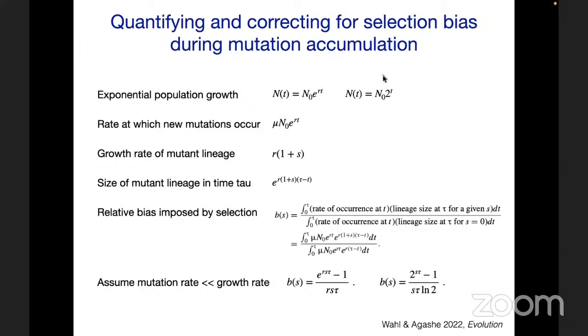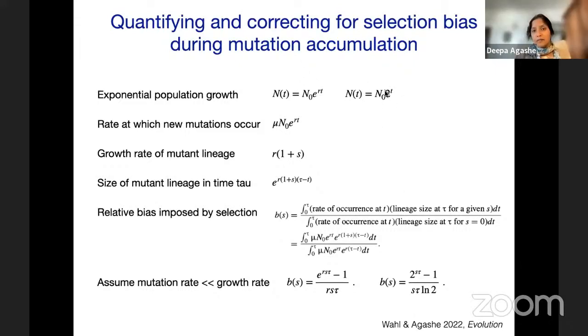Just one second, let me finish this. If you plug in this way of writing the exponential growth in terms of doubling times, we get a simpler equation where the relative bias due to selection for or against a particular selection coefficient is a function of the selection coefficient times the time that lineage has been hanging out in the population, right? So it's proportional to that time.